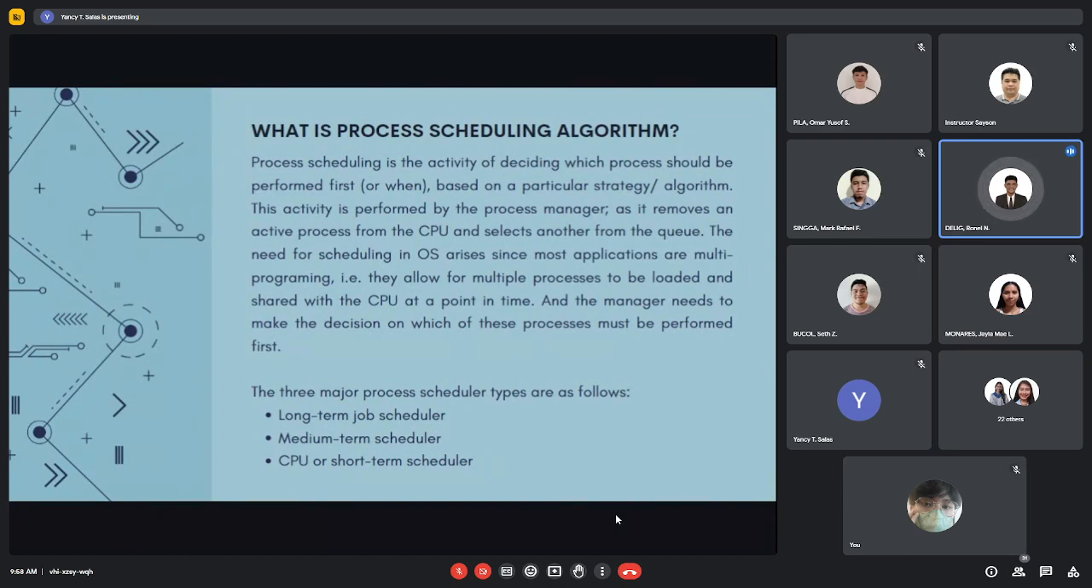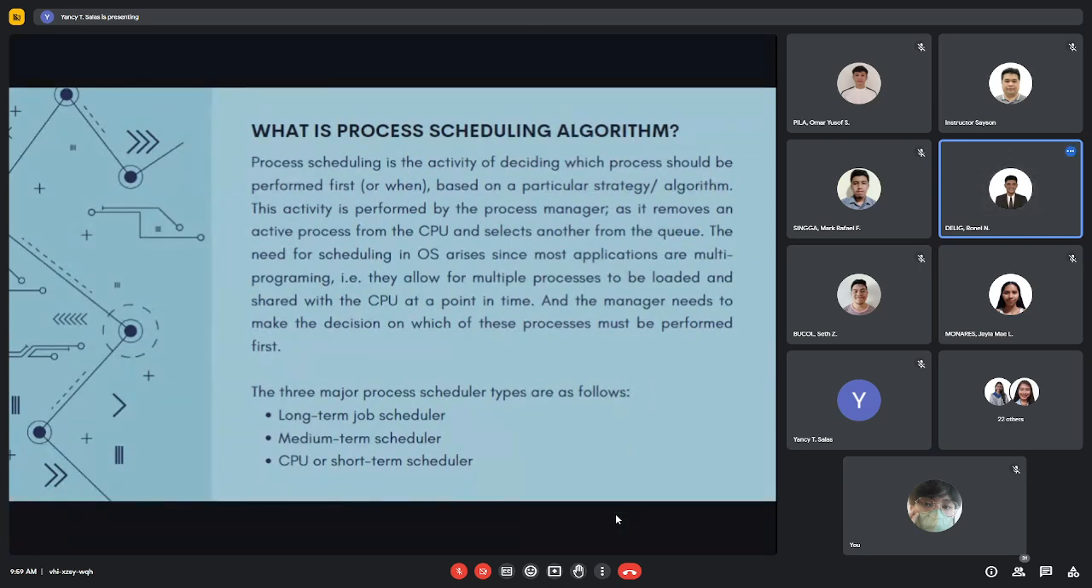The need for scheduling in an OS arises since most applications are multi-programming. For example, they allow multiple processes to be loaded and shared with the CPU at a point in time. The manager needs to make a decision on which of these processes must be performed first. So there are three major process scheduler types as follows. The first is the long-term job scheduler. Second is the medium-term scheduler, and the last is the short-term or CPU scheduler.